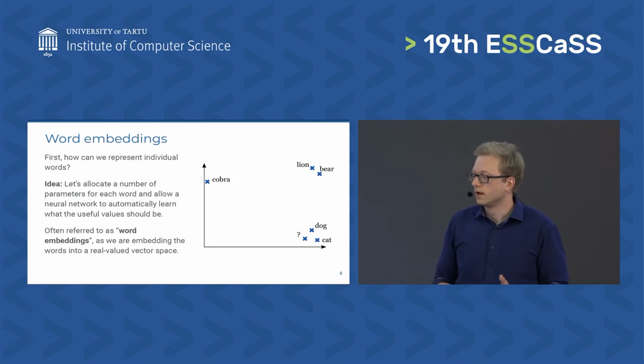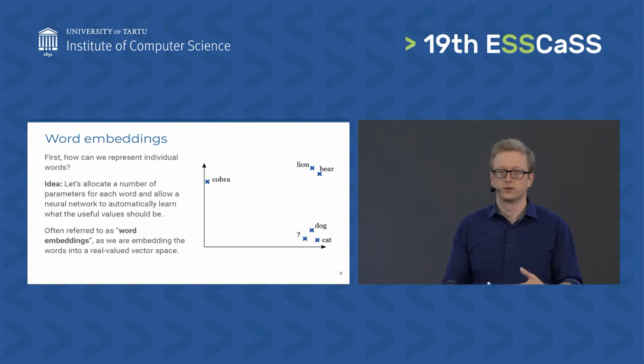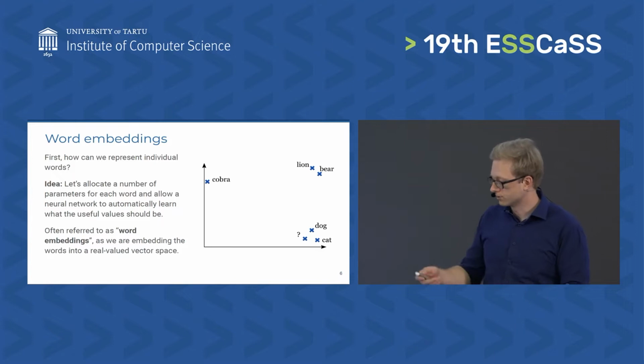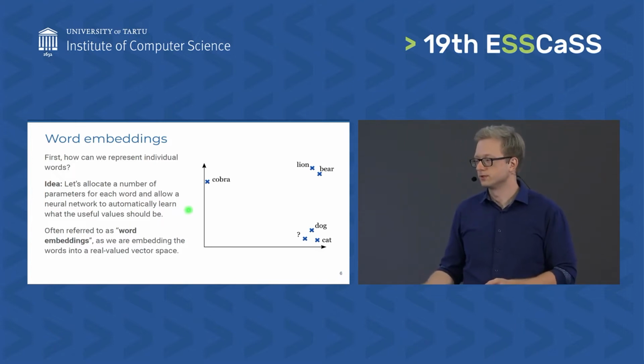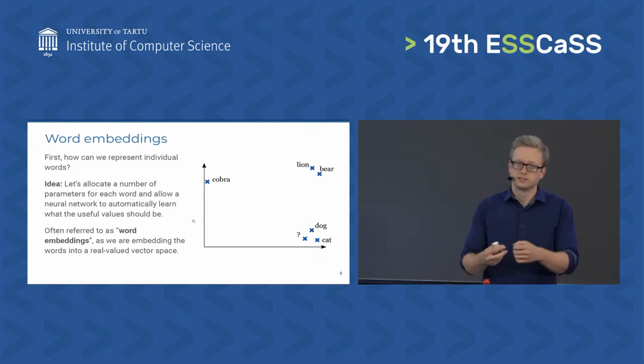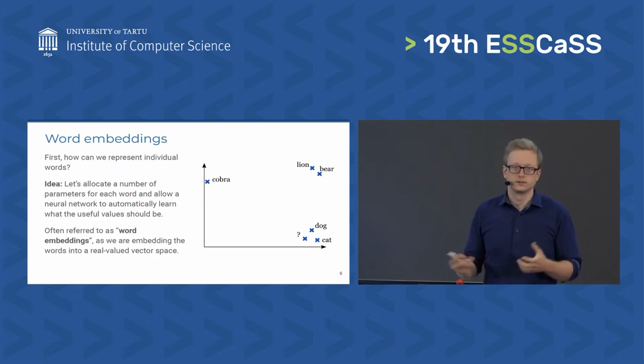For words, one common idea that works well is to assign a number of parameters to each word, and then allow a neural network to actually learn what those parameter values should be. And this works really well for many applications. We learn word representations that position the words into meaningful clusters, so words that are similar in some sense end up in similar areas of the vector space. This is referred to as word embeddings, as we are embedding the words into a real-valued vector space.